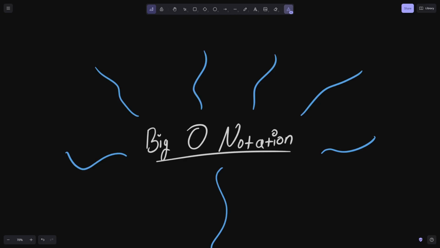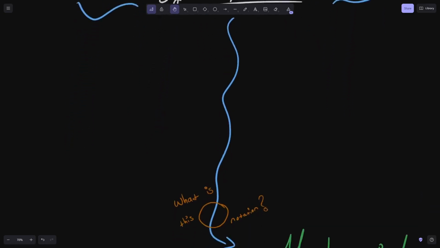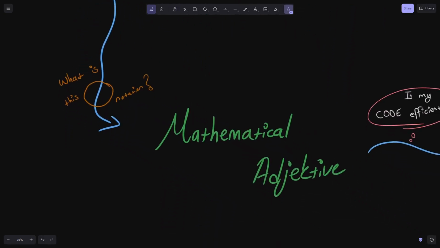I'm Mehmet, and today we are diving into one of the most important concepts in computer science, big O notation. So, what's this big O notation? Big O notation is a mathematical concept to describe the efficiency of an algorithm in terms of time and space complexities. For example, time complexity refers to how the execution time of an algorithm changes as the size of the input grows. Big O notation is used to express this growth.